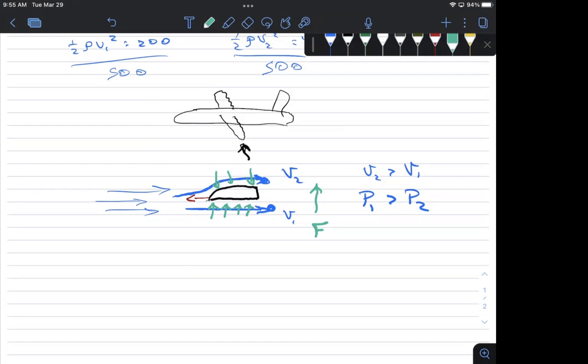If the force isn't big enough, if the weight is bigger than this excess force, then of course the airplane doesn't lift up off the ground. It just sits there on the ground. But if you can move fast enough to make this difference in velocities big enough, then there's going to be extra force, enough extra force from the bottom to overcome gravity, and thus you'll lift up the airplane into the air.